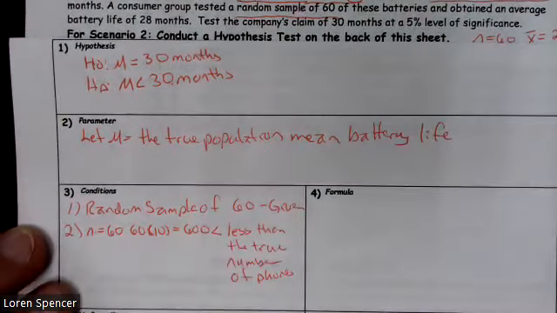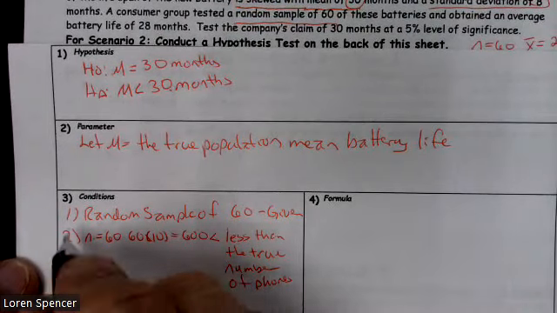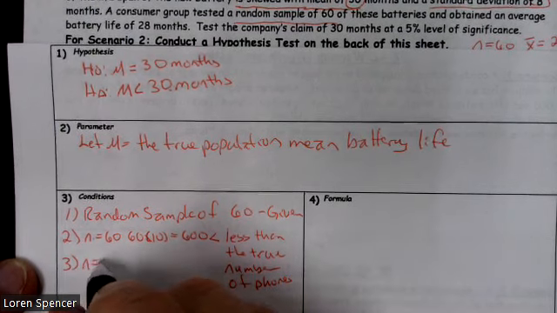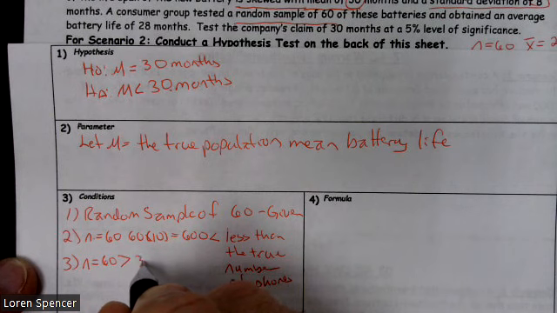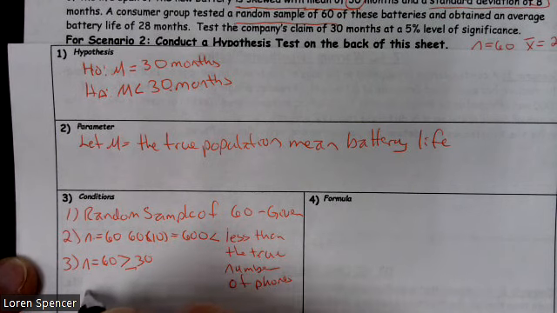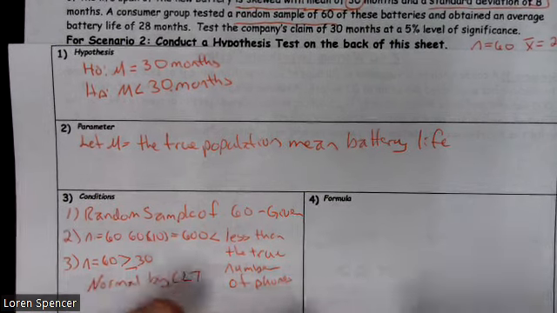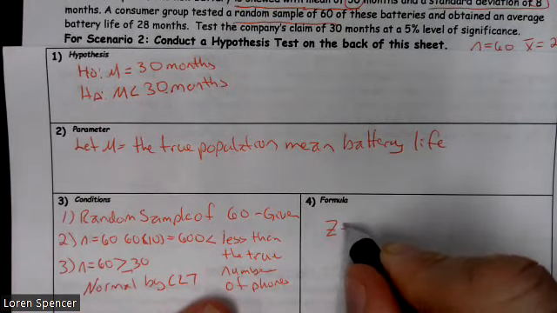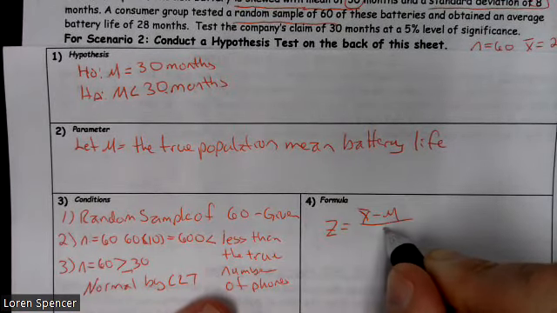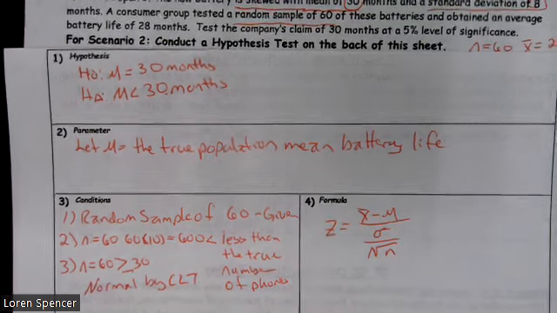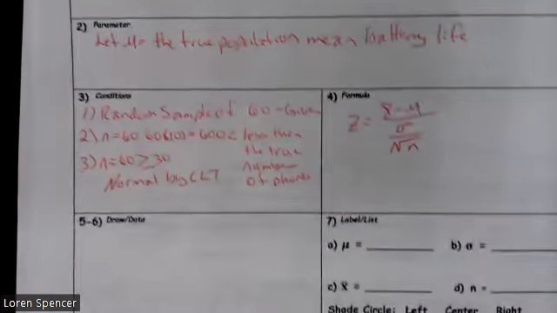All right, that's not typically going to happen. That's me having left something off. The third thing is normality. So n equals 60, which is greater than 30. So that means it's normal by CLT. The formula: Z equals X bar minus mu, over the standard deviation divided by the square root of n. So that's good. We need to draw a picture of this.